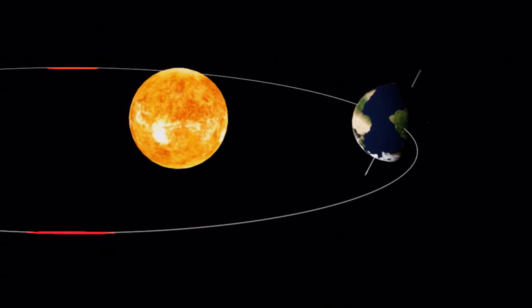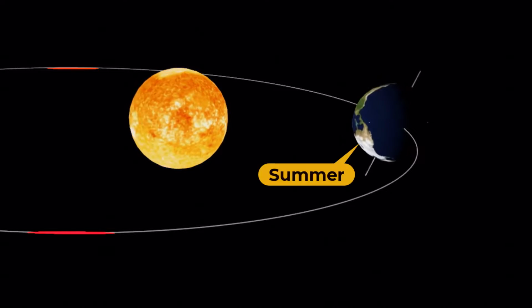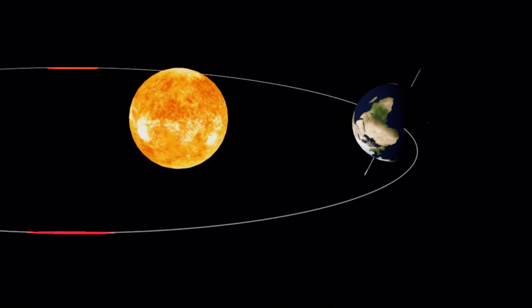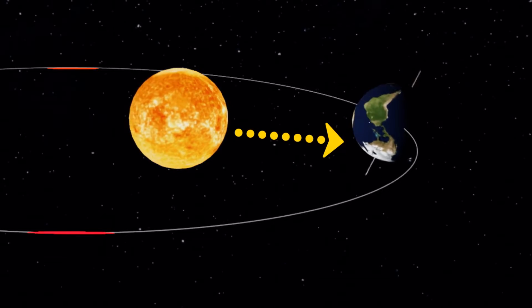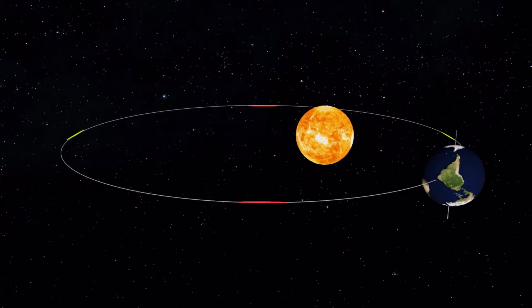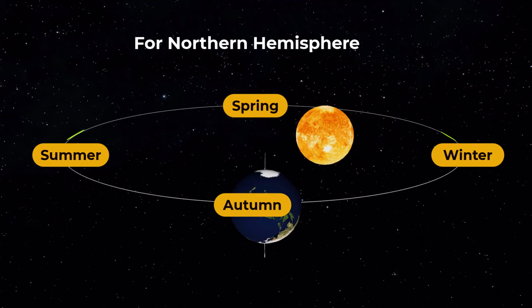At the same time, the southern hemisphere is tilted towards the Sun, resulting in the summer season. The southern hemisphere receives the maximum amount of light during this time. The position of the Earth in its orbit also determines the length of each season.